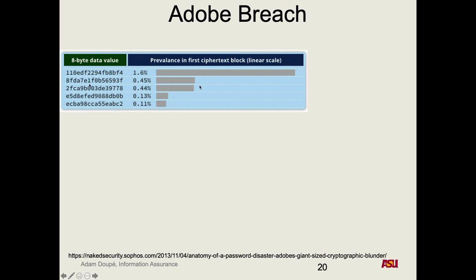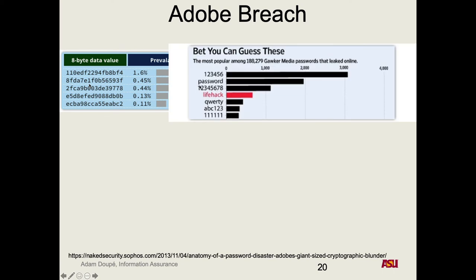And so we can maybe try to figure out what these passwords are, but we can't brute force it because we don't know the key, right? But we do know all these people have the same password. So we can use data from the RockYou data set, which was 188,000 passwords that were leaked without any hashing, so we know the passwords. We can compute on this data set: the most frequent password was 123456, the second was password, the third was 12345678, which is really funny.